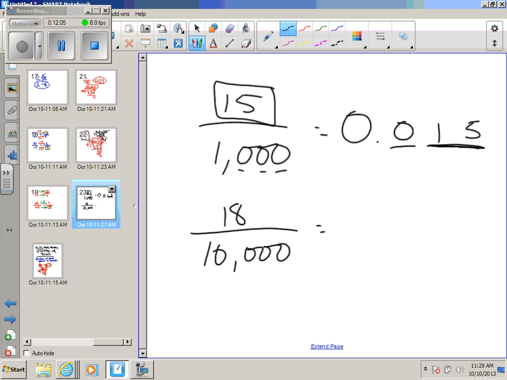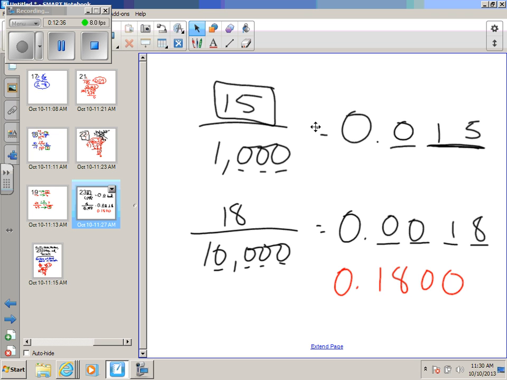18 10,000ths. How many zeros in 10,000? 4. I got to go 1, 2, 3, 4 places. My 18 only has 2 digits, right? So 2 zeros go here to get that 18 to extend all the way out. Why can't I? Why is this one wrong? Why is that wrong? How come that's not 18 10,000ths? Larissa. But I got a 0 in the 10,000th place. Essentially, what could I do to these zeros here in this one? Do I need them? No. So really, what is this? 18 hundredths. Not 18 10,000. Big difference. Big difference.